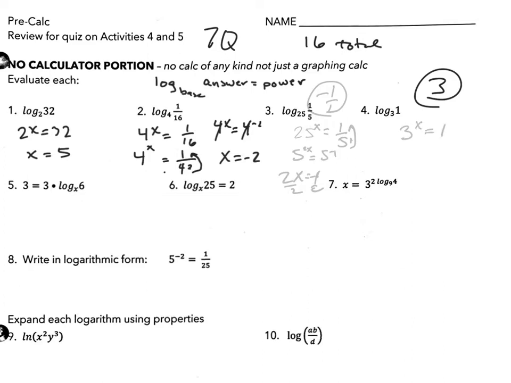For number 4, 3 to what power is equal to 1? Anytime your answer is 1, the power is 0. And that's just something you'll have to know. Obviously, without the calculator, there's really no other way to check that. You just have to know it.